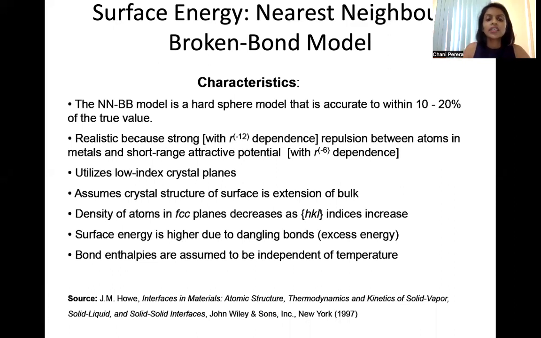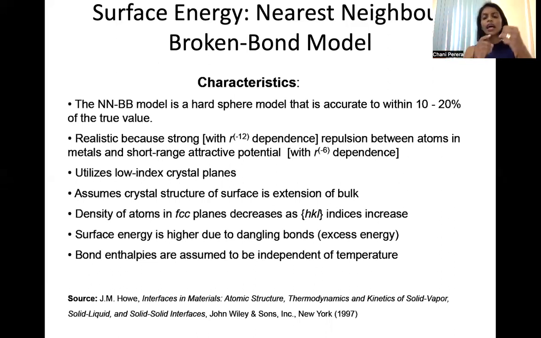The density of atoms in the face-centered cubic planes decreases as the Miller indices increase. Then surface energy is higher due to dangling bonds, because the surface atoms are more exposed. Now the atoms inside the bulk material are more covered. If you take an atom inside, it has nearest neighbors all around, so it is happily sitting inside, well covered.